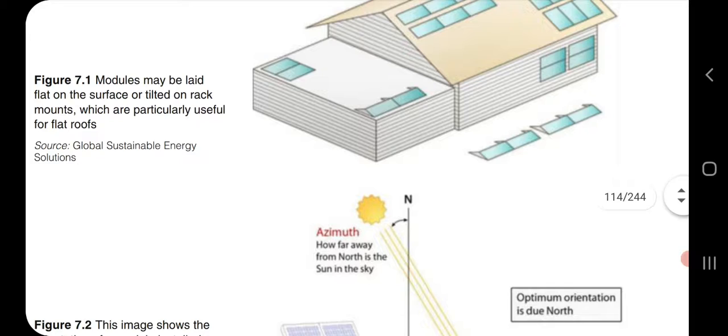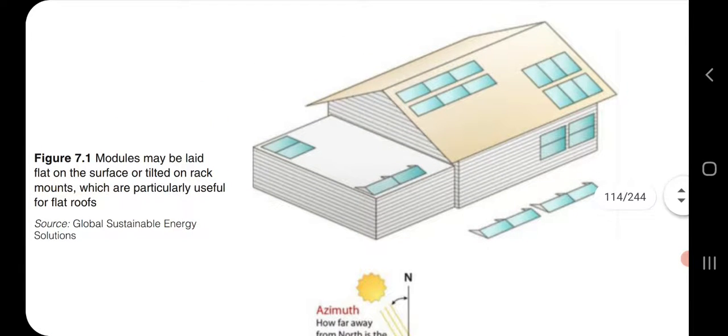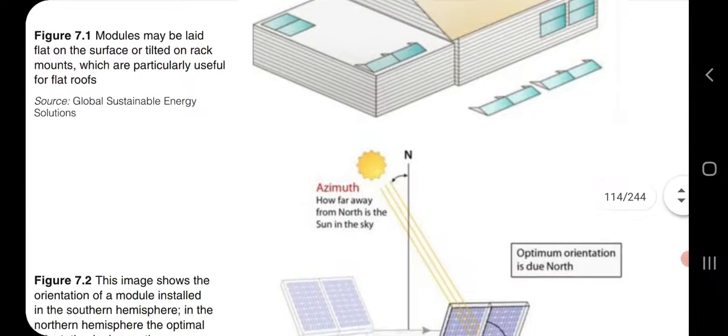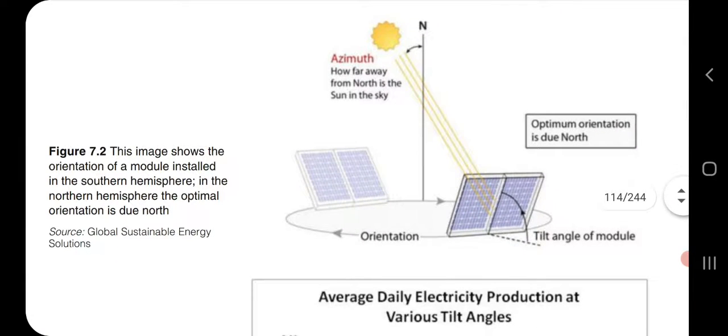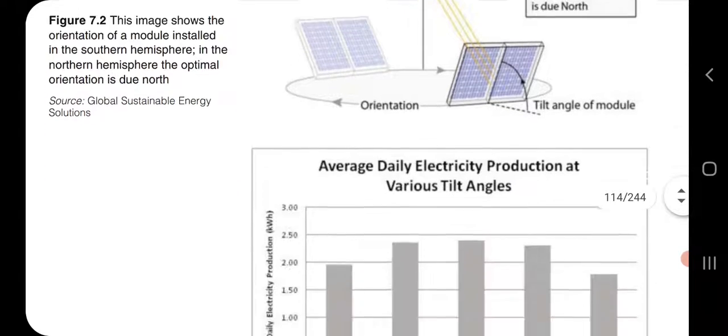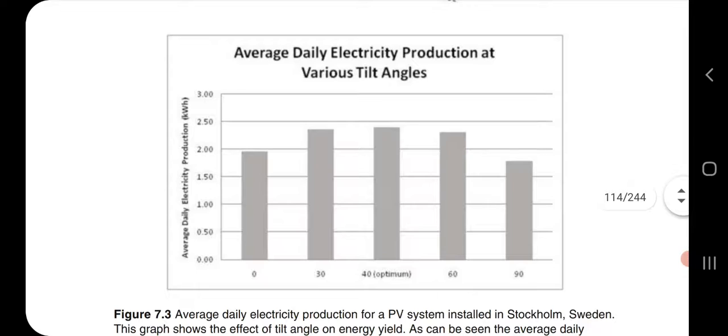You can see this is a tilt angle. If you see a flat surface, it is completely a tilt angle. So installation of a PV module becomes very important, in what way and how it has to be installed. You can see this one is in the southern hemisphere and northern hemisphere. This type of tilt angle is taken. And this is the average daily electric production at various tilt angles.